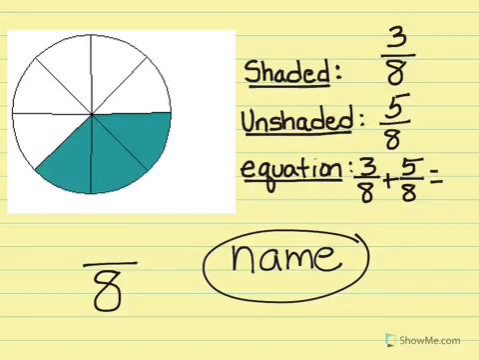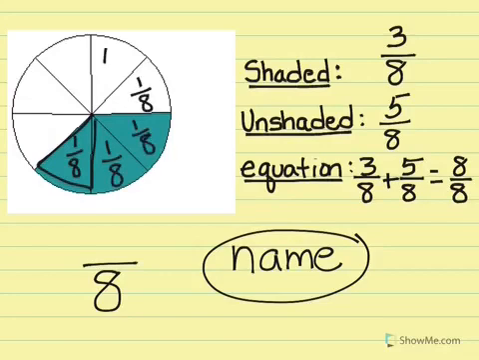If I add those together, 3 plus 5 is 8, and I keep my denominator the same because these are all 8s. Each one is 1/8, and we are literally counting how many 8s make up our whole. That's why if I have 8/8, I actually have 1 whole. But anyway, our equation is going to be 3/8 plus 5/8.